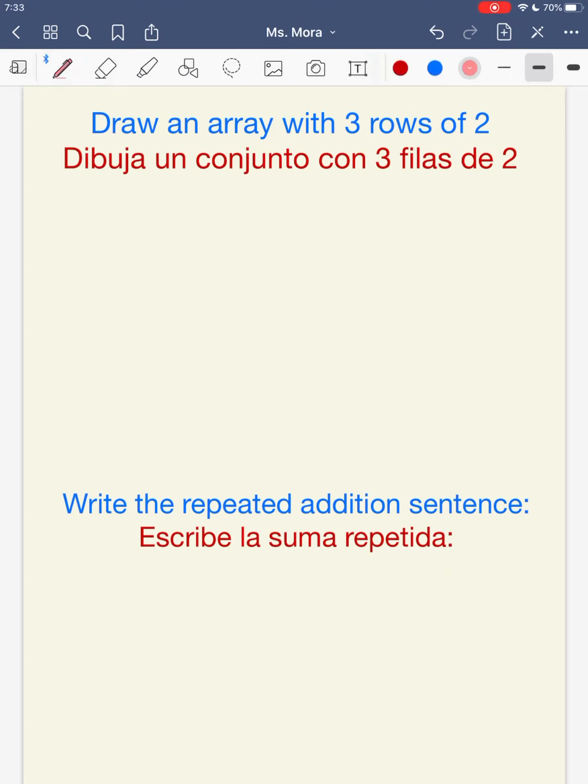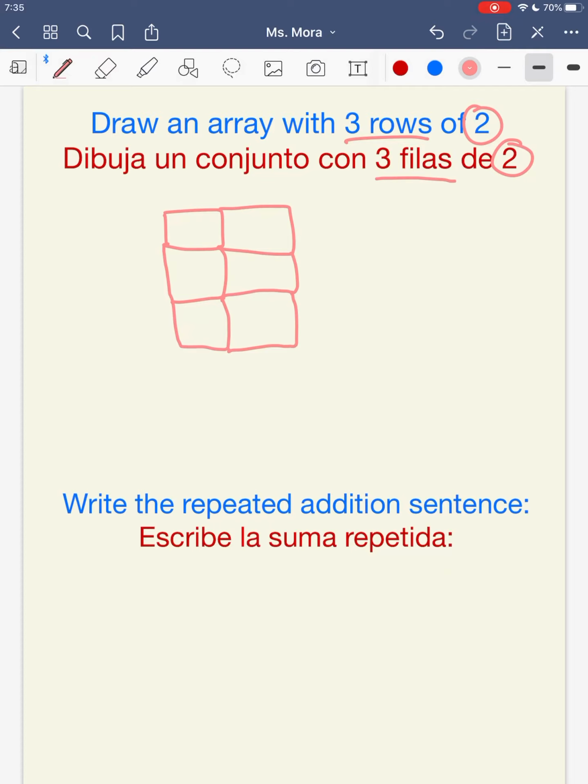Okay? So I'm going to draw 3 rows with 2 squares in each row. And I'm not going to leave spaces in between my squares. So voy a dibujar 3 filas con 2 cuadros adentro de cada fila, pero recuerda que no vas a dejar espacios entre los cuadros. So my rows go across the page. So here's 2 squares, that's 1 row. Here's my second row, and here's my third row. And that's it. That's 3 rows of 2.